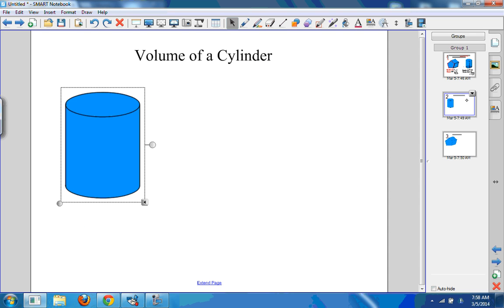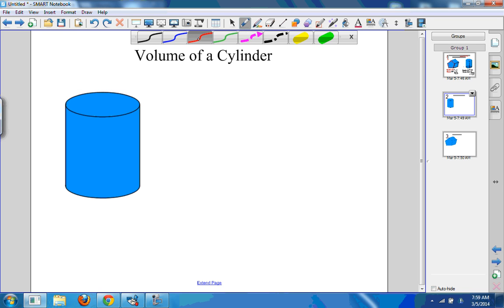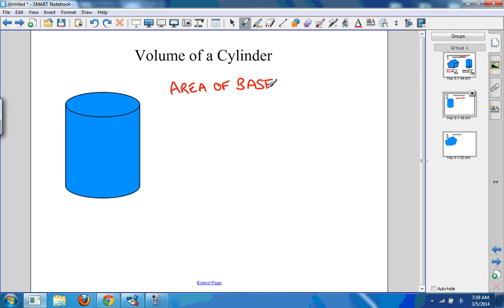All right, so now on to volume. Volume is really easy. If you understood area well, then volume should be a breeze. So for volume, all we have to do is use the formula for the volume of a cylinder, and all it is is the area of the base times the height. So that is the volume of a cylinder. All right? So let's do a little problem together.